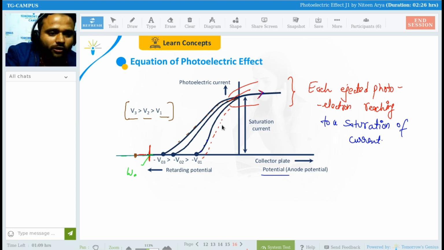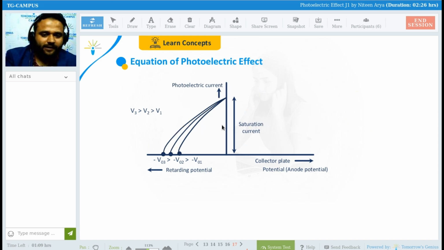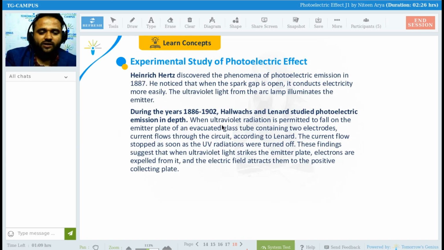Is this clear, everyone, or not? So this graph states this. Clear? Good. Moving ahead, this is the same thing, just neglect this, same slide. Okay. So one of the important things: Hallwachs and Lenard studied photoelectric emission in depth, and this is the experimental setup we are going to see in the next slide. Whatever we learn theoretically, we are going to see the experimental setup and the experimental proof also. The experimental proof was done by these two scientists, Hallwachs and Lenard, who did the deepest studies on the experimental setup.